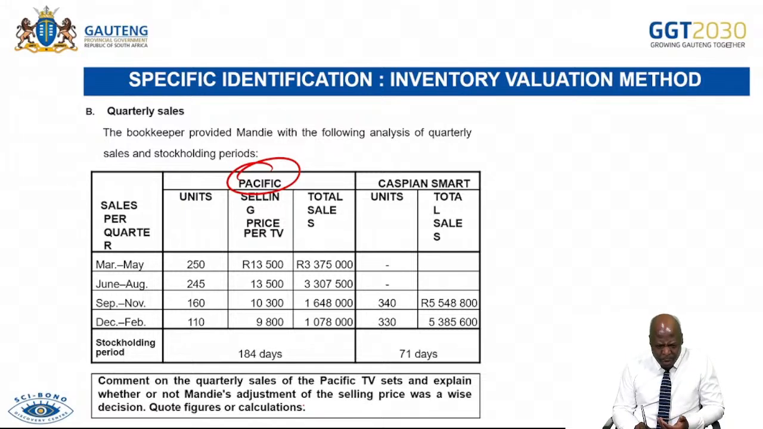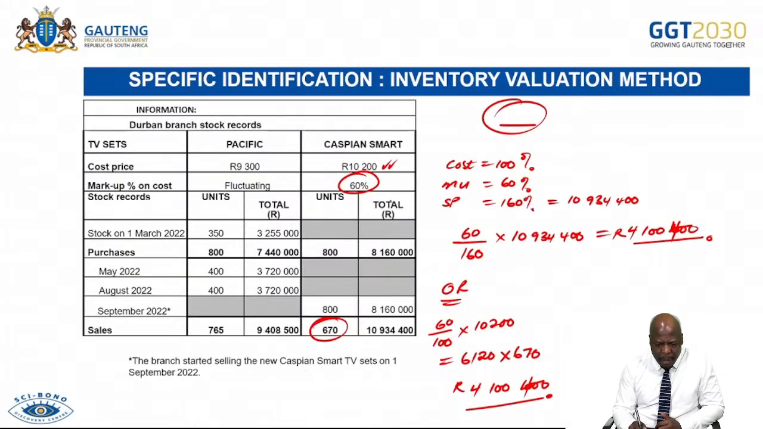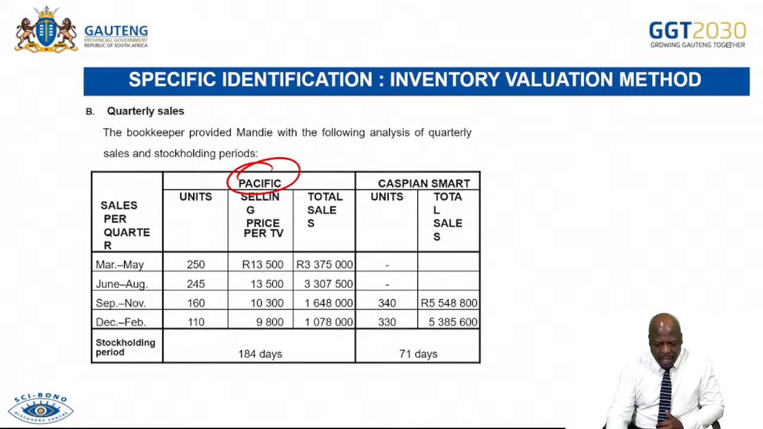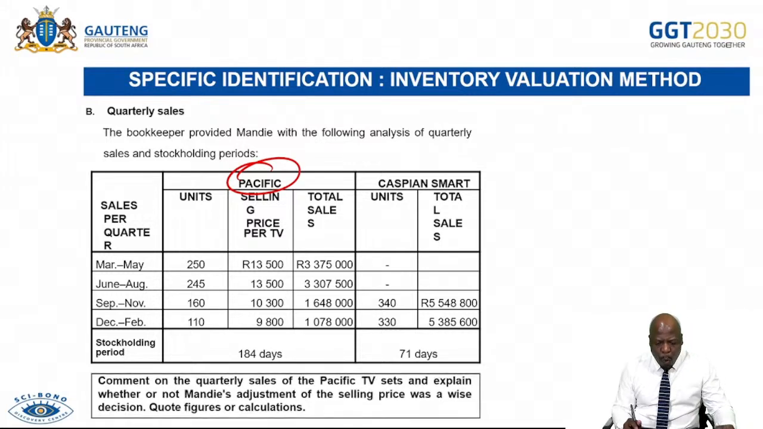What did Mandy do? She adjusted her selling price, isn't it? Okay, and I think you see it much more clearer when you come here. When you come here, you see how she adjusted her selling price. I'm going to show you just now how she has adjusted her selling price. Okay, so we want to see if what she did, remember the question is saying, comment on the quarterly sales of the Pacific TV sets and explain whether or not Mandy's adjustment of the selling price was a wise decision.